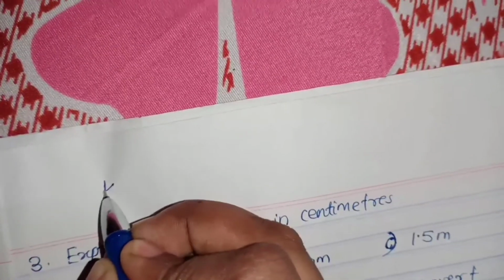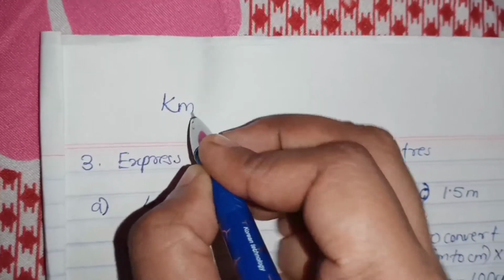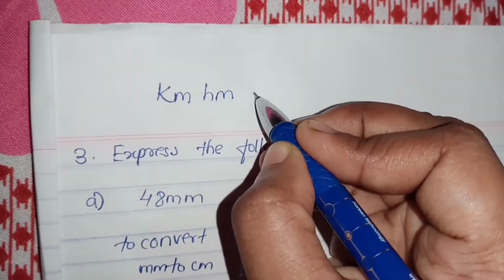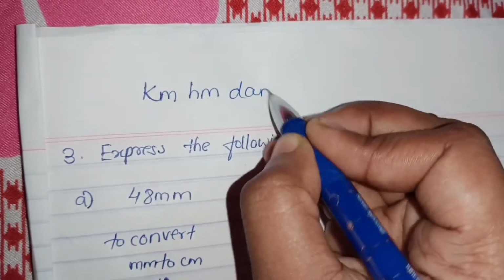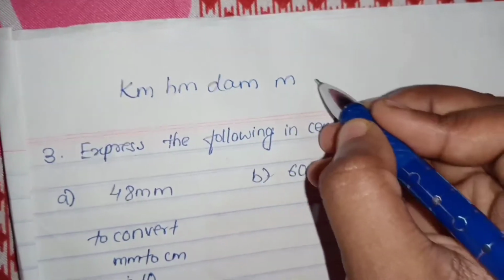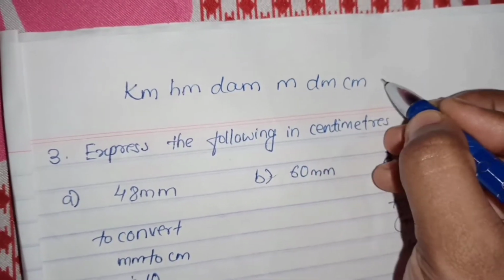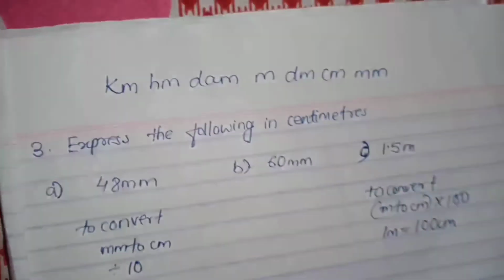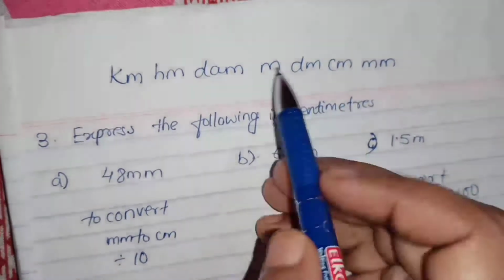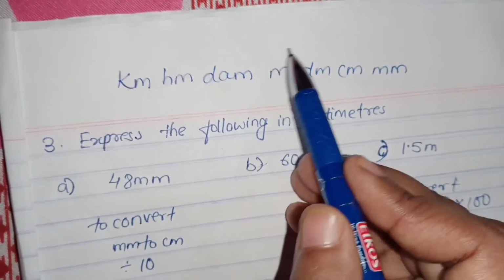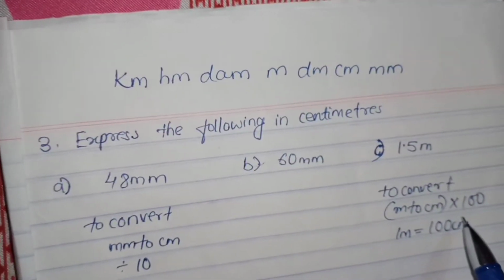Kilo, meter, then what will be there? Hectometer, then decameter, then meter, then decimeter, centimeter, millimeter. So here we are converting meter to centimeter, from bigger to smaller. So how many jumps are we taking? 1, 2. That is why we have to multiply by 100.